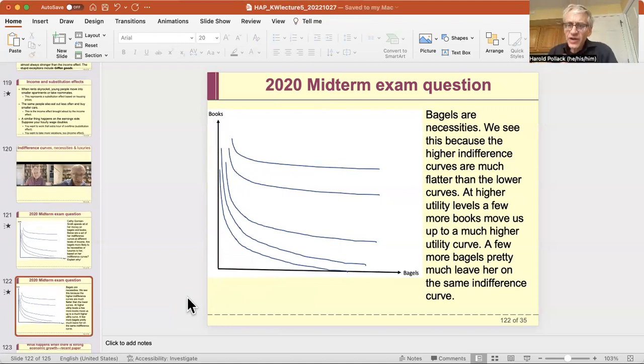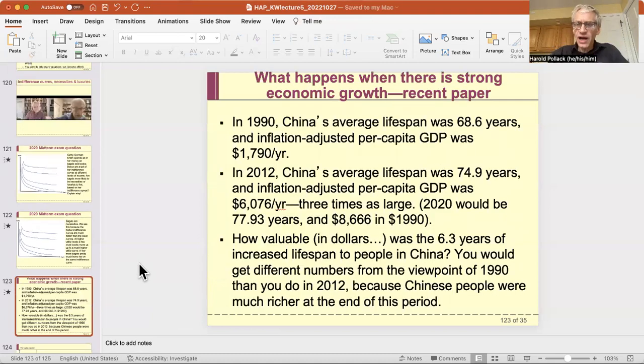And the idea is the higher indifference curves are much flatter. Now that's sort of not interesting because it's a play example. Let's think about a real example: is health status a necessity or a luxury for a society? There are parts of this problem that are made up, and there are parts of it that are not made up. So here's China, 1990 to 2012.